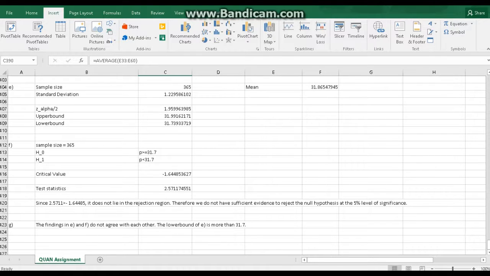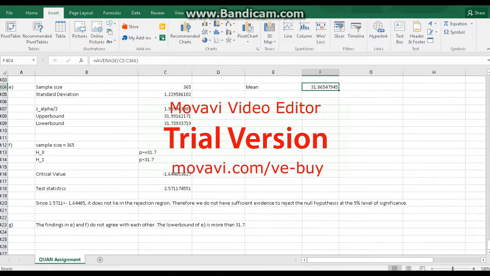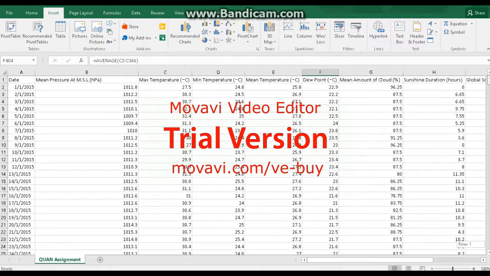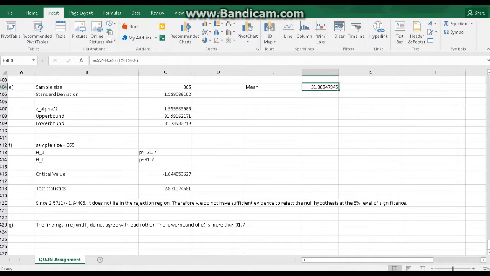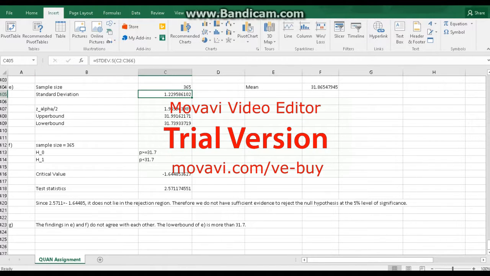To calculate the 95% confidence interval, the sample size is 365 for 1 year. For the mean, I used equals average and found the column for max temperature, the whole column, and that becomes the mean. For standard deviation, I used equals STDEV.S because it's a sample, for the whole thing, C2 to C366.